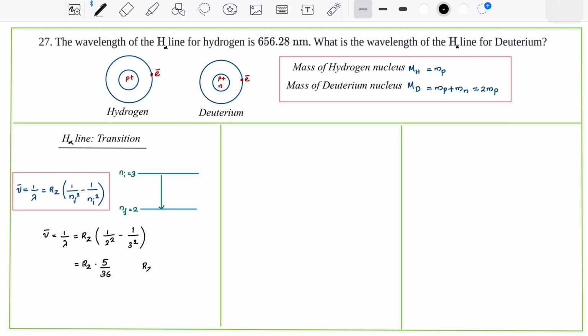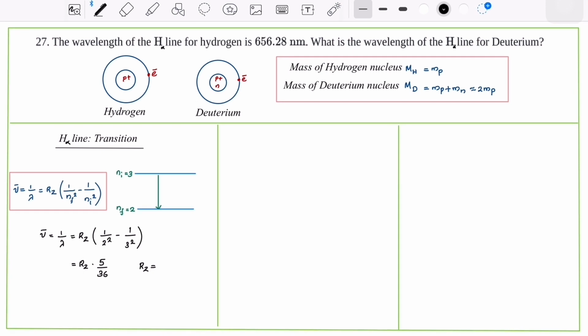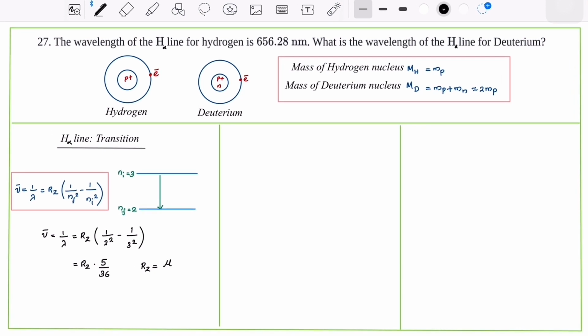Now what is Rz, the Rydberg constant? This is equal to μe⁴z² divided by 8ε₀²Ch³, where μ is the reduced mass. Now let us analyze the problem for hydrogen and deuterium separately.